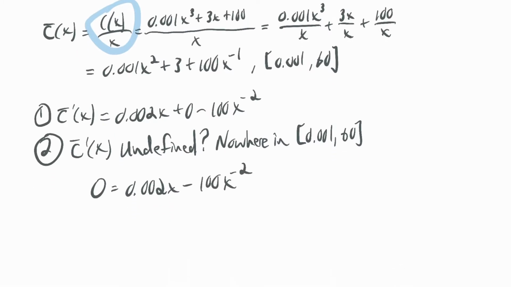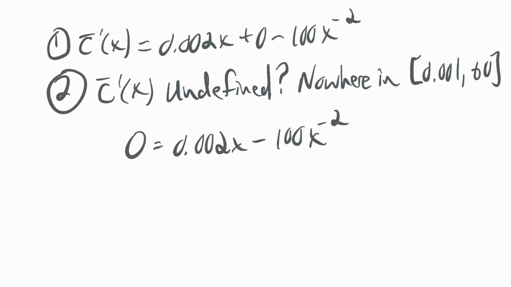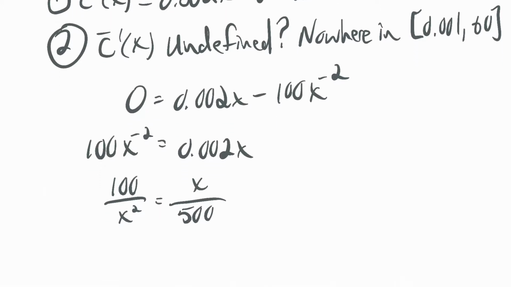Okay. And so this can be solved somewhat similarly to the previous example. I'll add 100 times x to the negative 2 power on both sides. And I guess I can leave this as a decimal. It doesn't really matter, I suppose. And then I can rewrite the left-hand side as 100 over x squared. And I guess the right-hand side I'll write as 2x over 1,000, I suppose, or x over 500. Yeah, that's the same thing.